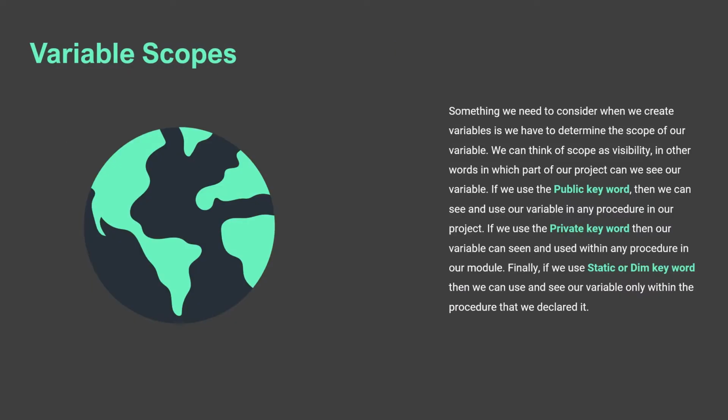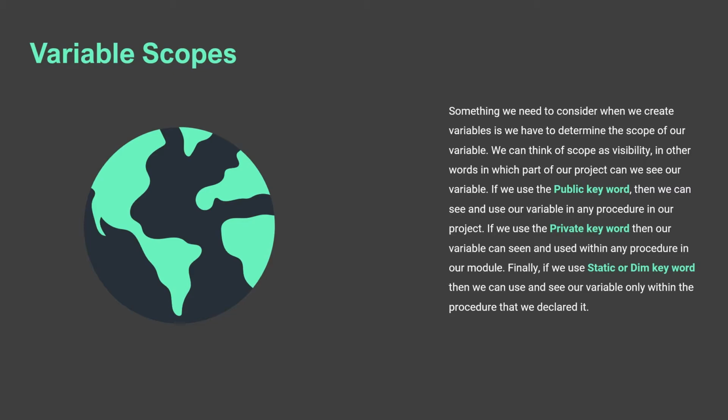So something else that we need to discuss when we declare variables is we have to specify how accessible we want to make our variables. We can think of this accessibility as the scope of our variables. So for example, if I create a variable, do I plan to use this variable in other modules in my project? Do I plan to use it in other procedures in my particular module, or do I just plan to use it within a particular procedure? This is getting into the world of scope. And we can define the scope of our variable, and by defining the scope, we can define how accessible we want this variable to be across our VBA project.